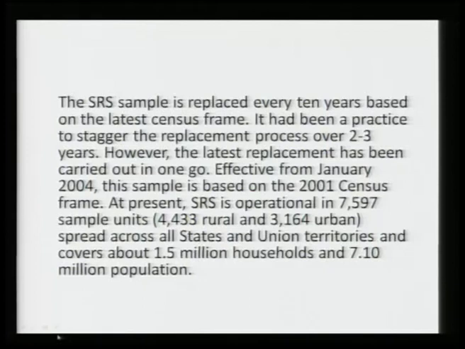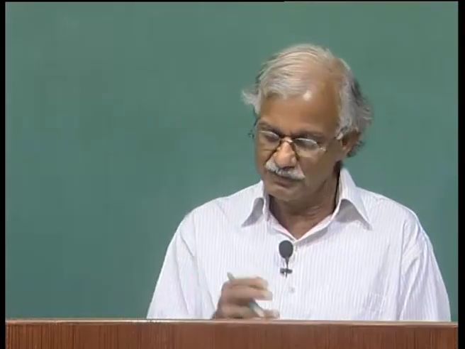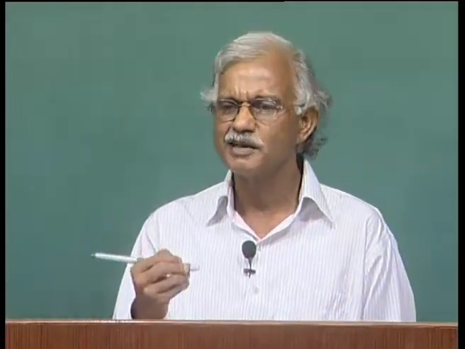There are 4,433 rural areas and 3,164 urban areas, which cover 1.5 million households and 7.10 million population. So, for practical purposes, our sample size of SRS is 71 lakh population of India, and with this large sample we are able to provide estimates of birth rates and death rates, infant mortality rate and maternal mortality ratio, and many other things on national and state level.